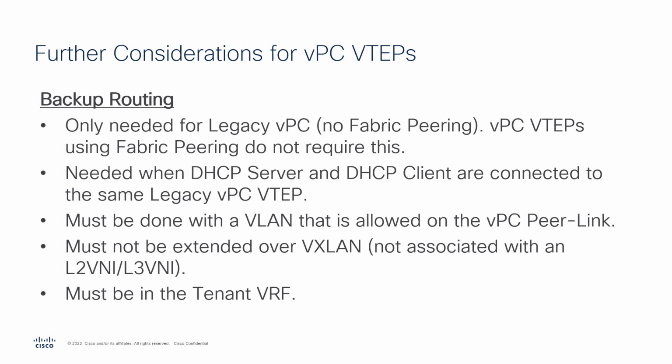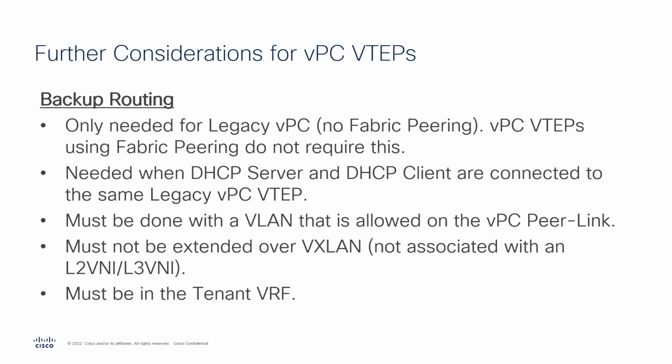Backup routing is required for a scenario where DHCP clients and the DHCP server are connected to the same VPC VTEP. Due to the nature of VPC, responses from the DHCP server can hash to either VPC peer. In the case that it hashes to the wrong VPC peer, backup routing gives the VPC peer a route to forward the DHCP packet over the peer link.